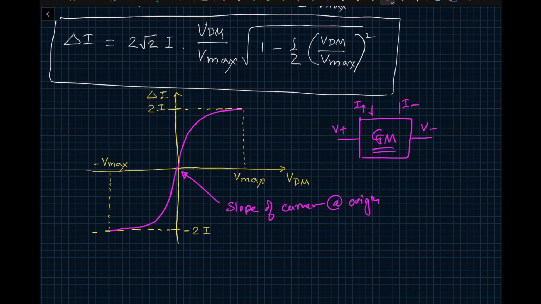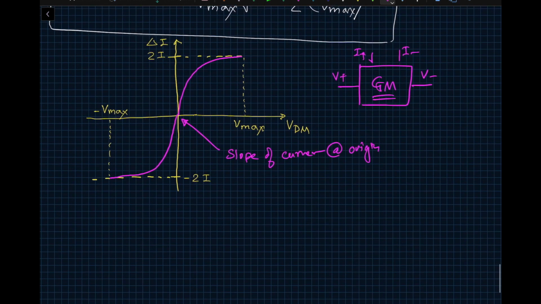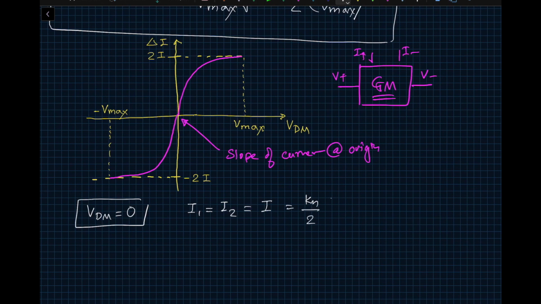The transconductance, the GM of this cell, would be the slope of this curve at origin. Let's figure out what that value is. Let's say VDM is equal to 0. Then I1 will be equal to I2 will be equal to I, which is equal to Kn divided by 2 times (VGS minus VTH) squared. This is equal to Kn divided by 2 times VDSAT squared.